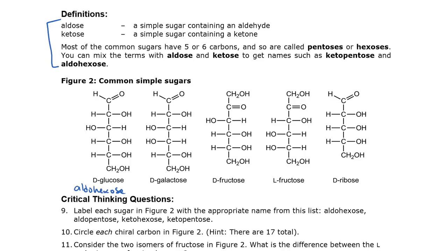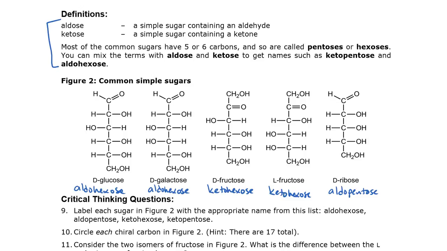Glucose is an aldohexose. Galactose is also an aldohexose, right? Next. Fructose is a ketohexose. This is a ketone, carbons on both sides of the carbonyl group. Well, L-fructose obviously has to be a ketohexose also. And do the final one. All right, did you get that one? Great. Let's move on to number 10.